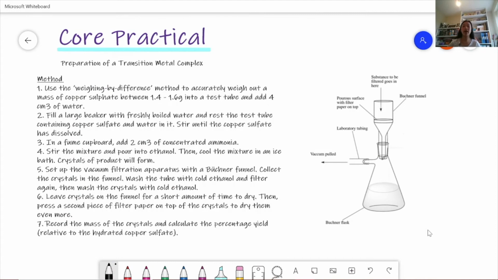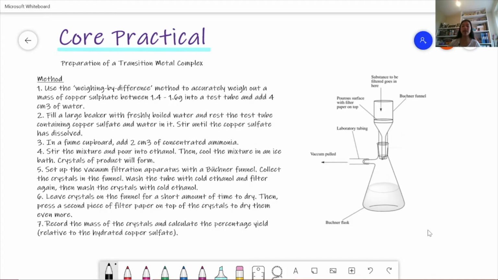Now we're going to look at a core practical, which will be the preparation of a transition metal complex. So the overall method is this. The first step is to use the weighing by difference method to accurately weigh out a mass of copper sulfate between 1.4 to 1.6 grams into a test tube and add 4 centimeters cubed of water. The weighing by difference method is when you weigh the weighing boat separately and then you add in the copper sulfate and then you weigh it again and then you take the difference.